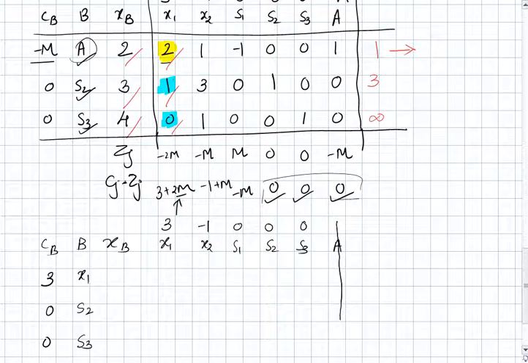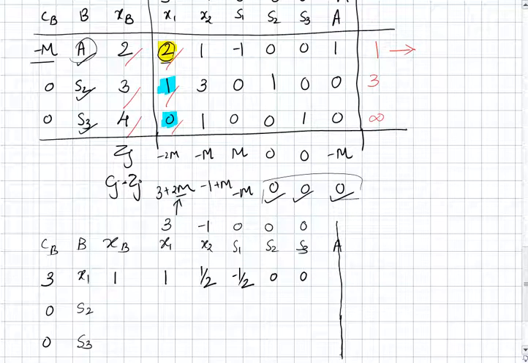Value here now we have to make 1. So to make 1 we have to divide this by 2. Dividing by 2 we are having 1, 1 by 2, minus 1 by 2, 0, 0. We are not calculating for a, so it will not be there. Now to make this entry 0, it is already 0, so there is no need to apply the row reduction process for the third row. So we are just writing it as it is: 4, 0, 1, 0, 0, 1.